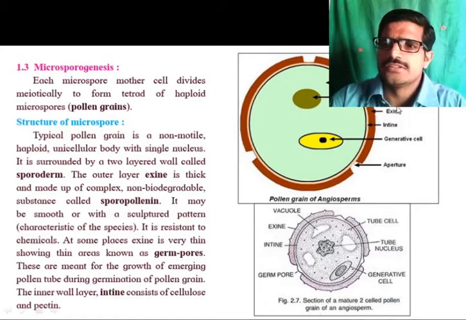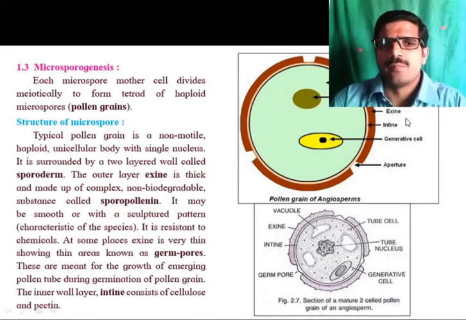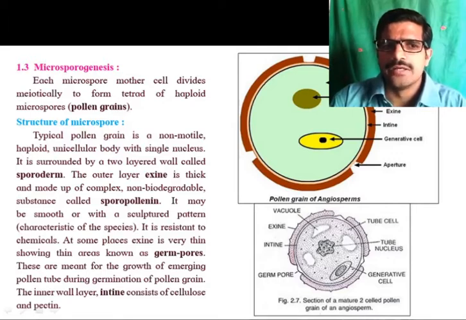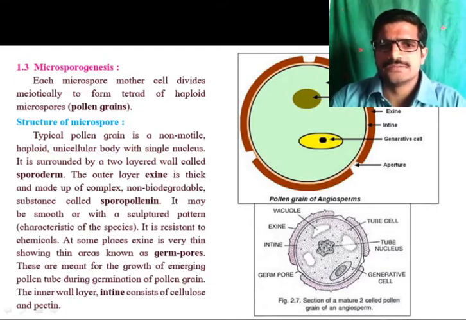In case of insect pollinated plants, it may be spiny in nature. Inner to the exine there is intine. This intine is thin walled and smooth in nature. The outer exine is made up of a complex chemical substance, that is sporopollenin. That's why it is non biodegradable, and it protects from mechanical damages.